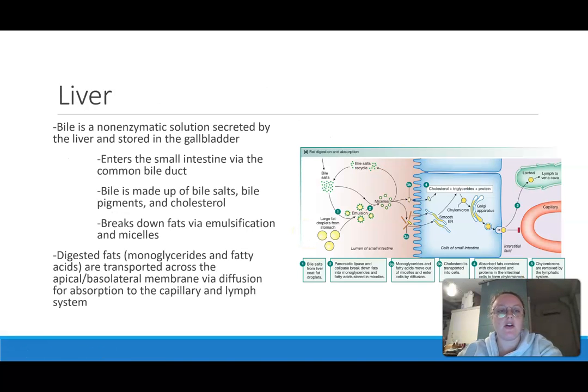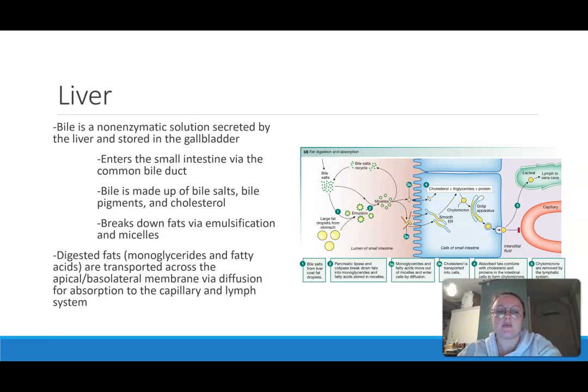Next, we have the liver. The liver makes bile, a non-enzymatic solution that's secreted by the liver and then stored in the gallbladder. From there, it enters the small intestine via the common bile duct. And the bile is made up of bile salts, bile pigments, and cholesterol. Its role is to break down fats via emulsification and micelles.